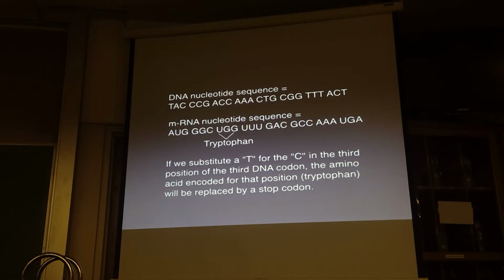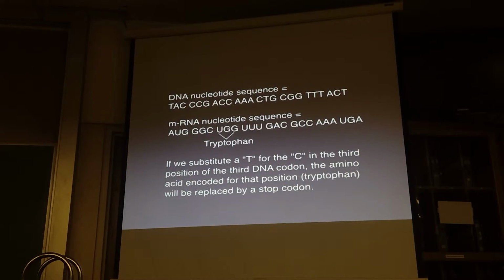If we substitute a T for C in the third position of the third codon, apparently there was one there. What the heck? What's labeled there doesn't have any T's or C's. Yeah, that doesn't make any sense. I think there was a T. It was a DNA nucleotide sequence. There was a T up top. So we took the T out and replaced it with a C.